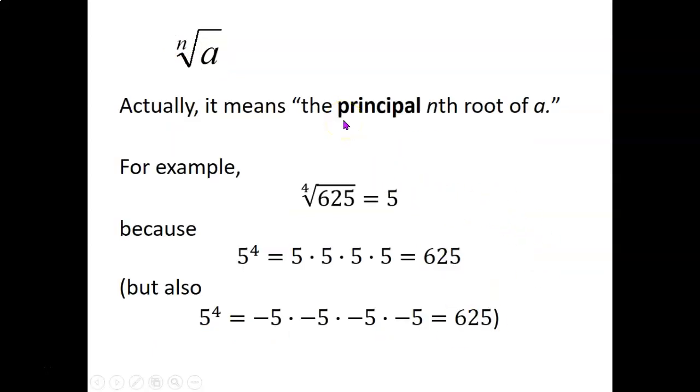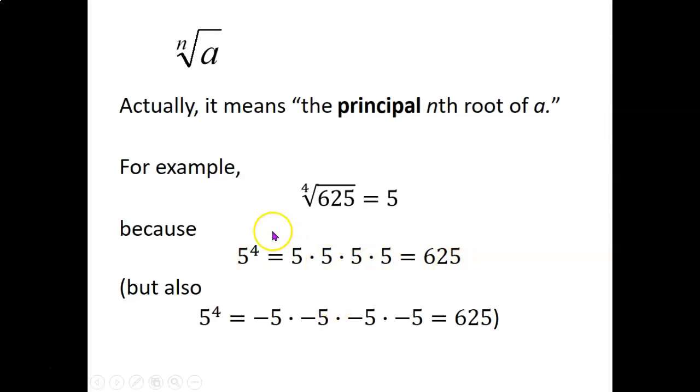And a little nitpick here, the nth root of a really means what we call the principal nth root of a. That is, there might be more than one number that we can raise to the nth power and end up with a, and in that case, we specifically want the one that's positive. For example, the fourth root of 625 is 5, because 5 is the number that you have to raise to the fourth power to end up with 625.